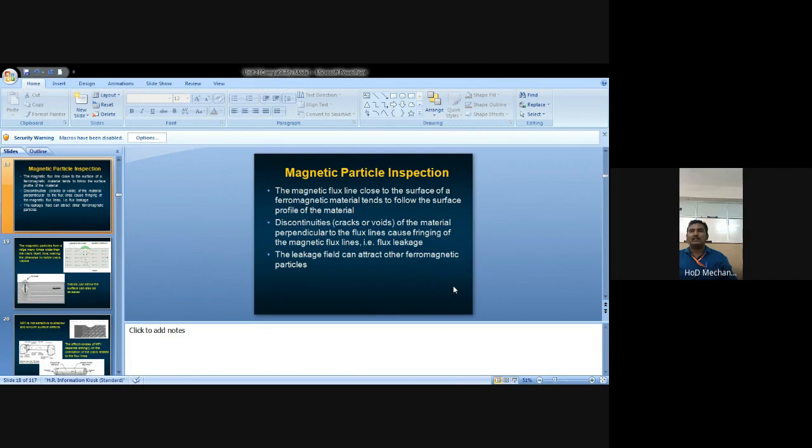The definition of magnetic particle inspection and flux. The magnetic flux lines close to the surface of ferromagnetic material tend to follow the surface profile of the material. A discontinuity in the material, perpendicular to the flux lines, causes a change in the magnetic flux lines. That is the flux leakage. The leakage field can attract other ferromagnetic particles.